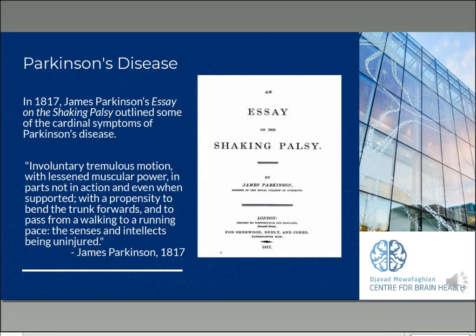So just to begin our introduction, in 1817, James Parkinson's essay on the shaking palsy outlined certain cardinal symptoms of Parkinson's disease, which include tremor and postural instability. The first chapter of his essay defined the shaking palsy as a constellation of symptoms involving involuntary tremulous motion with lessened muscular power, with a propensity to bend the trunk, the senses and intellects being uninjured. Over time, identification of motor symptoms in PD have evolved to include bradykinesia, rigidity, speech difficulties, gait, and balance disturbances, as well as akinesia, which is the loss or impairment of voluntary movement.